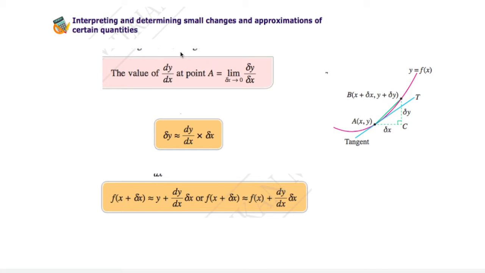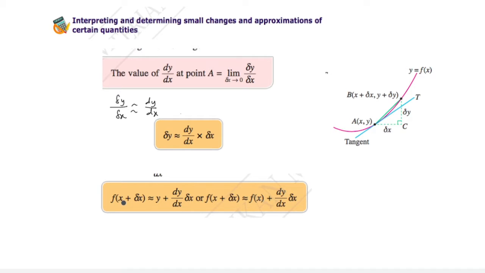The value of dy/dx at point A is actually the tangent, right? The limit as delta x approaches 0 of delta y over delta x. Delta y over delta x approximates dy/dx, because delta x is close to 0. So delta y is approximately dy/dx multiplied by delta x.